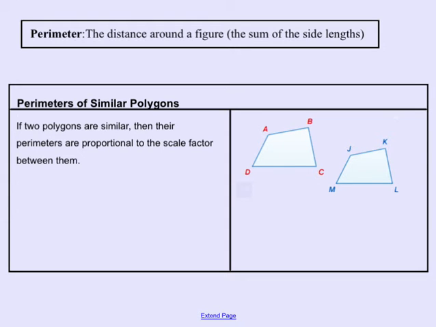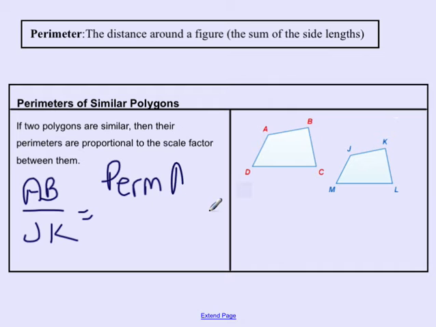Now let's talk about perimeter. So remember that the perimeter is the distance around the figure. So it's the sum of all the side lengths. Now here's a cool thing about the perimeters of similar polygons. If the two polygons are similar, meaning our sides are in proportion and we have all of our congruent angles, then the perimeters themselves are also in proportion as well. So for example, if we know that there's the scale factor of AB over JK, then I can say that the perimeter of ABCD follows the same scale factor for the perimeter of JKLM.